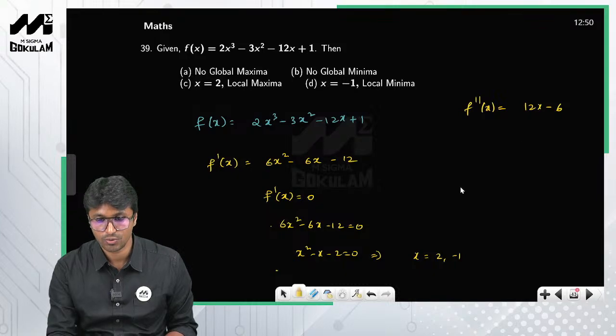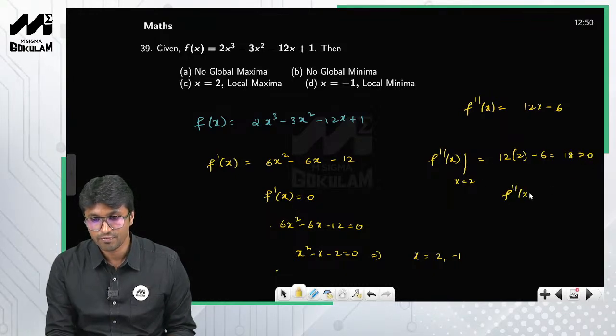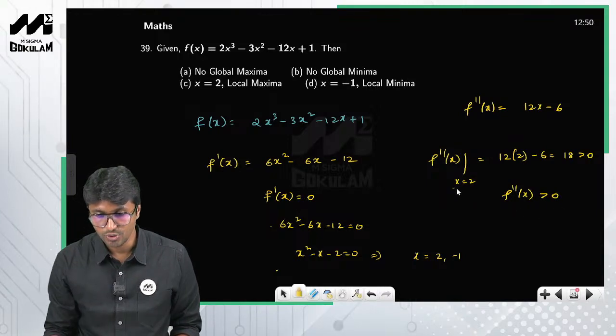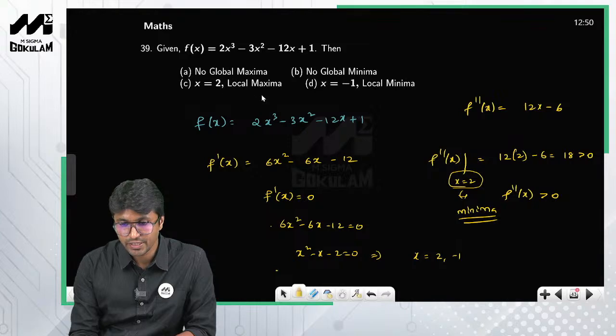12x minus 6. Now what will be the double derivative at x is equal to 2? So this is nothing but 12 into 2, 12 into 2 is 24 minus 6 is nothing but 18, which is positive, right? So if the double derivative is positive, obviously x is equal to 2 should be a minima. Here it is given as x equal to 2 being local maxima, so this is false.